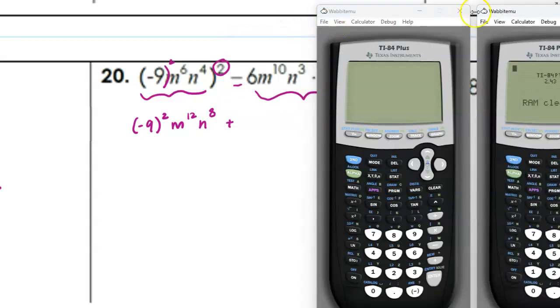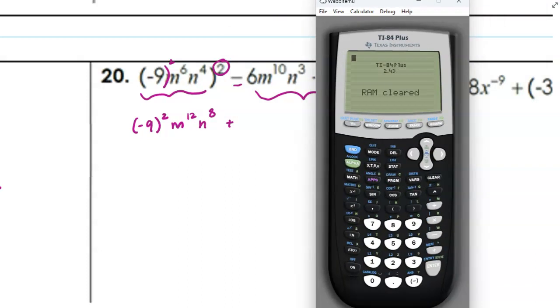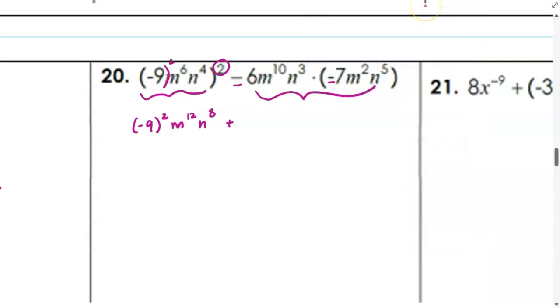6 times 7. That just left my mind. I have no idea what 6 times 7 is. 42. And then we have M, add 12, N, 8. Okay, so that's 81. And we're adding it to 40. Let's see, M to the 12th, N to the 8th.